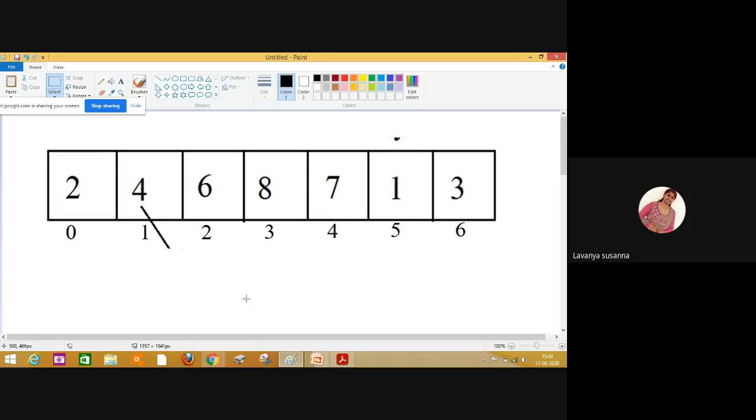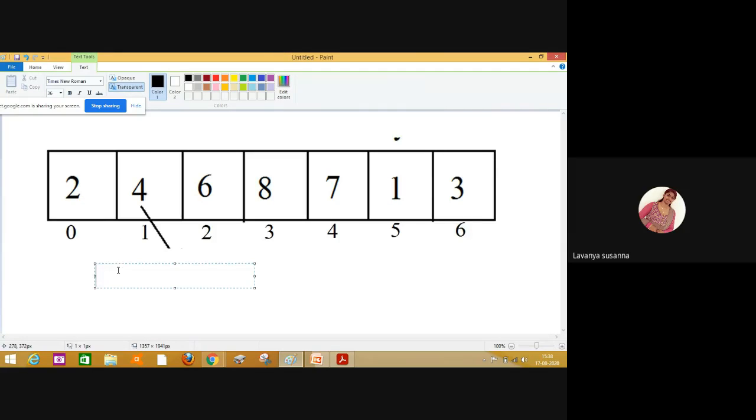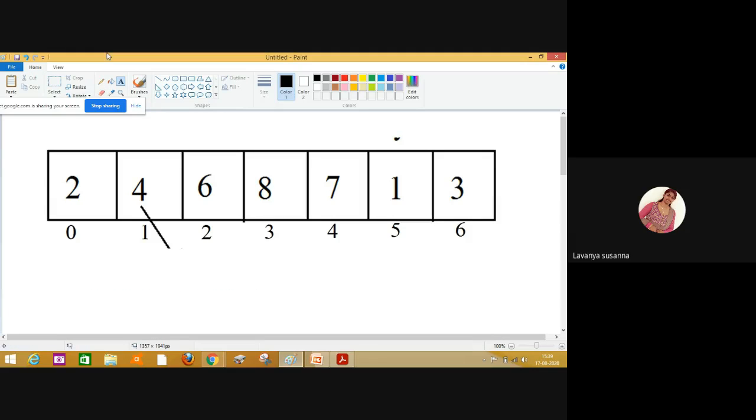This is an array. Now I need to traverse the array. What is meant by traverse? Just now I have said traversing means accessing each and every element from the array, or retrieving the data from the array, is called traversing. Now let us see how to access elements from this array.